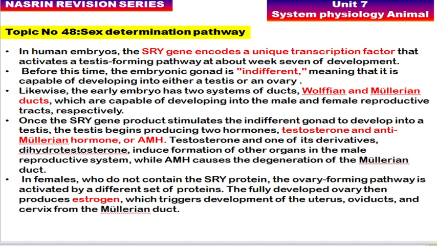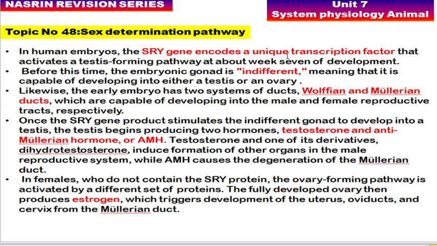So today we'll be studying an important topic coming under the reproductive system. Sex determination pathway is the first topic, and it is a continuation of part 5 video, friends. In the human embryo, the SRY gene codes for a unique transcription factor, and this transcription factor will activate a testis-forming pathway about week 7 of development.